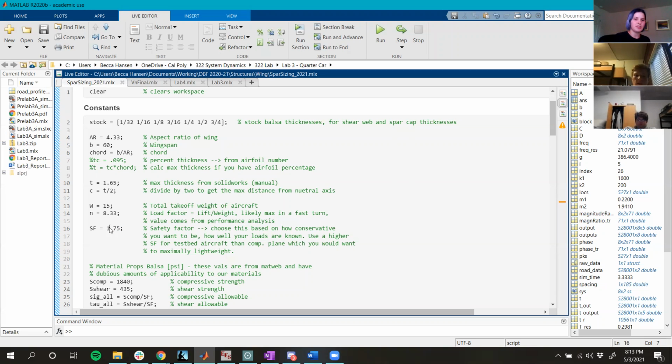So you can choose this number. It's just a safety net, right? Yeah, but it's essential. So unmanned aircraft will typically be like 1.15. It's about as low as you can get, because if you crash, no pilot's gonna die.